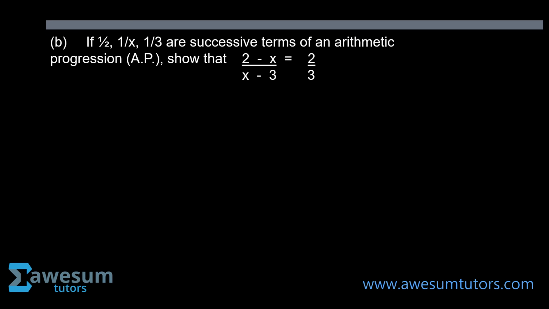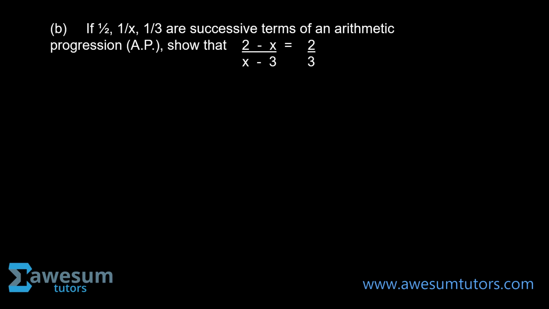So this question says, if 1 over 2, 1 over x, 1 over 3 are successive terms of an arithmetic progression. Show that 2 minus x over x minus 3 equals 2 over 3.